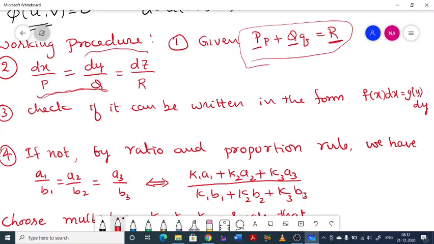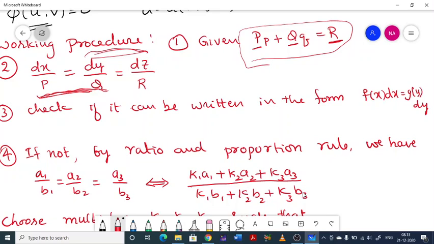Then write that in the form dx by P equal to dy by Q equal to dz by R. Now check whether separation of variables can be applied to this. If it is possible, then separate the variables. First consider a pair, cross multiply and separate the variables, then integrate, you get the solution. Then consider another pair, or you can consider dx by P equal to dz by R, then you get another part of the solution.